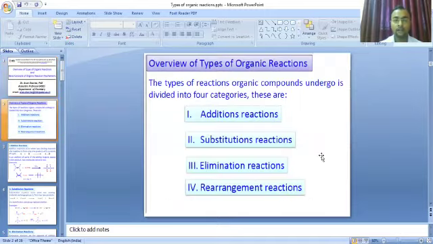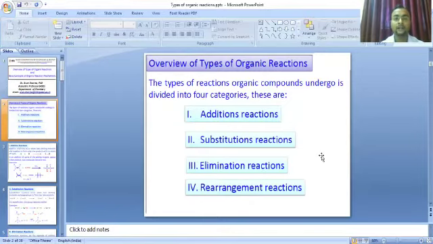As you already learned in your previous classes, there are basically four types of organic reactions. Their names are as follows. First is addition reactions, second is substitution reactions, third is elimination reactions, and last one is rearrangement reactions. One by one, we will discuss these reactions in our coming slides.